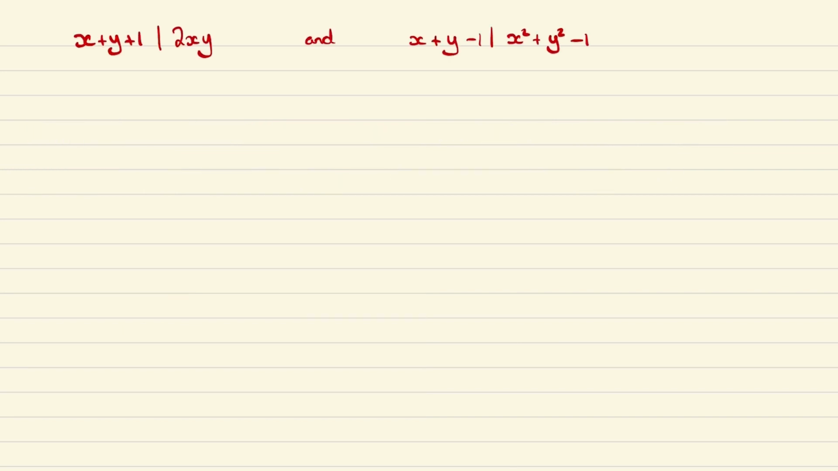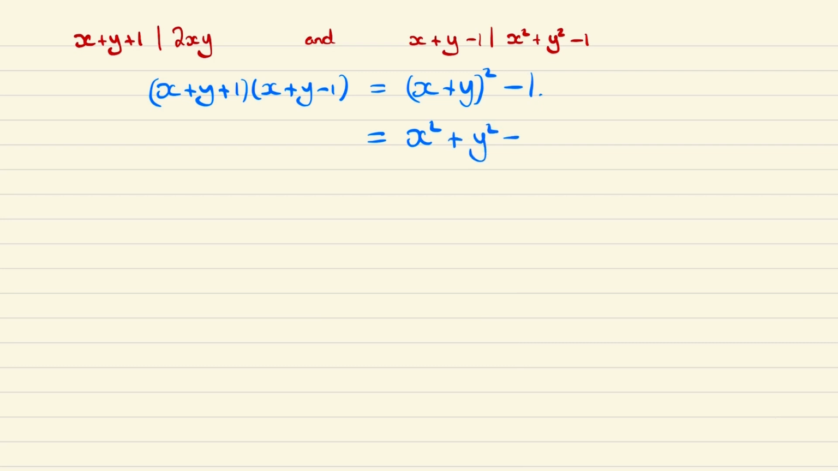We'll start this problem by considering the product of x add y add 1 and x add y minus 1. Since we can recognize this is the difference of two squares, which we can write as (x plus y) all squared minus 1. And expanding this, this is x squared plus y squared minus 1 plus 2xy.